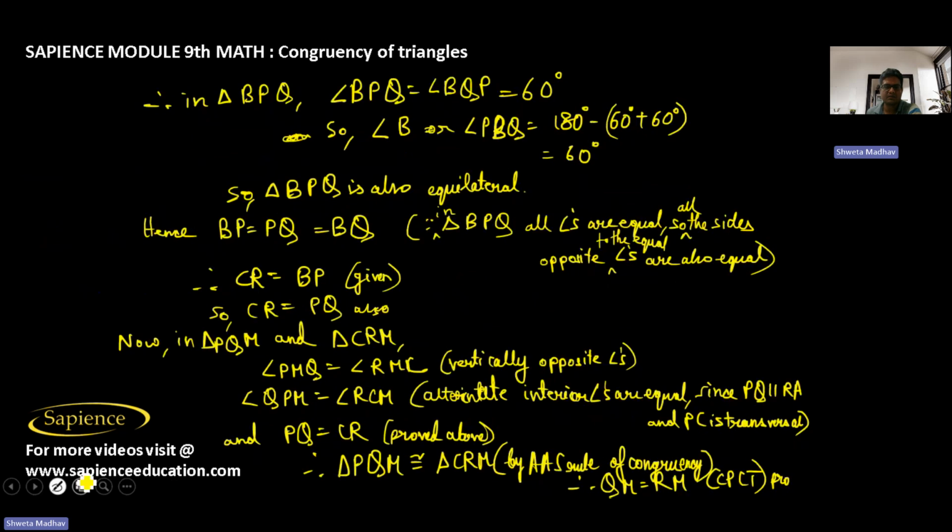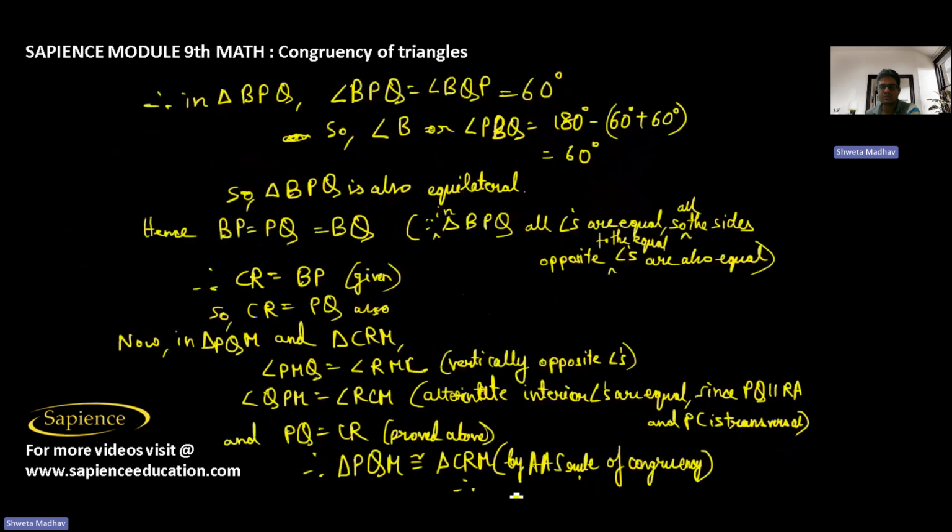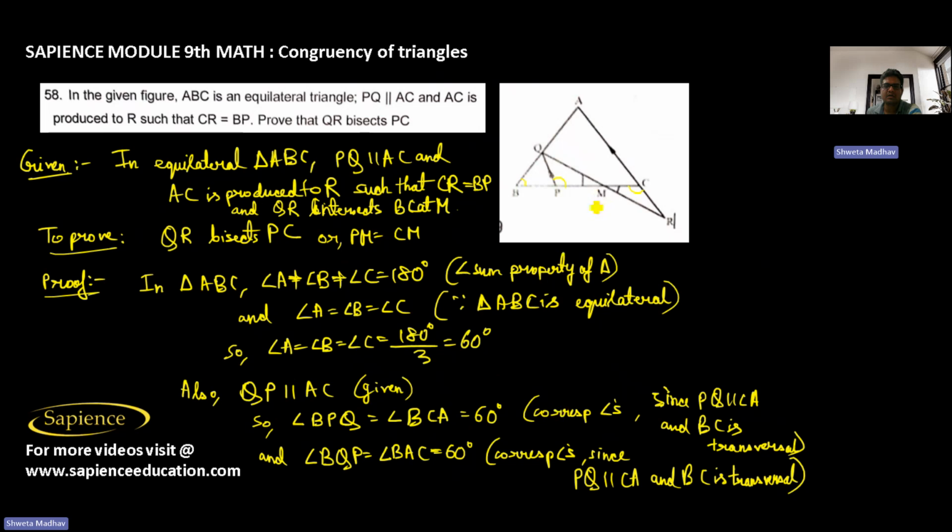So here, instead of showing QM is equal to RM, we can simply say that therefore, by AAS rule of congruency, PM is equal to CM. The reason is CPCT. So hence proved. Hence proved that M is the midpoint of PC, or simply QR bisects PC.